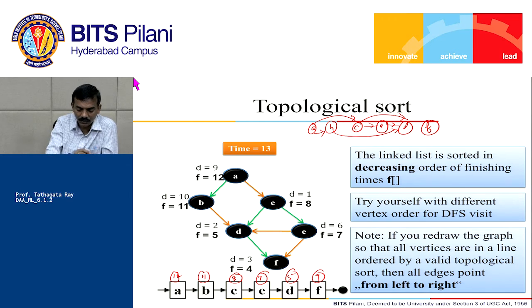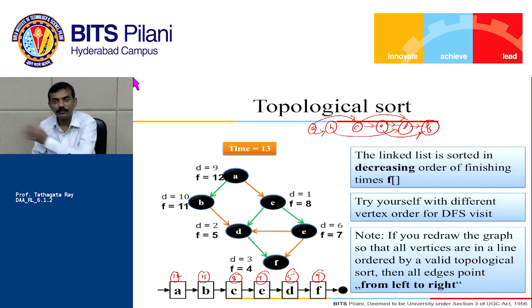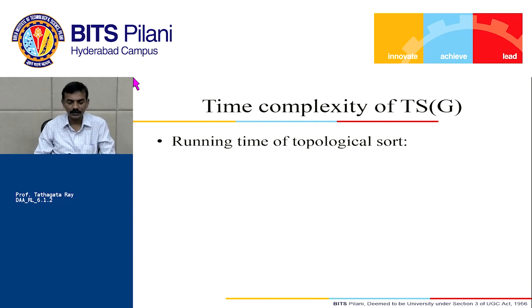There is an edge between D to F. There is an edge between C to D, which we have already put in. So 1, 2, 3, 4, 5, 6, 7, 8. 1, 2, 3, 4, 5, 6, 7. Some one edge we are missing, between E to F. So all the edges of the graph are from left to right if we put our vertices in the topological sort order. Okay, that's what it is saying.